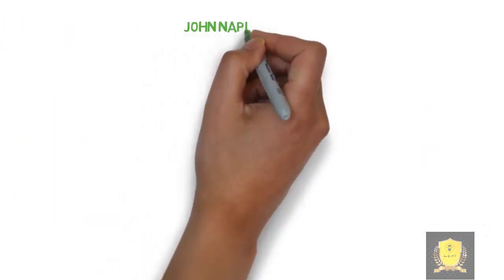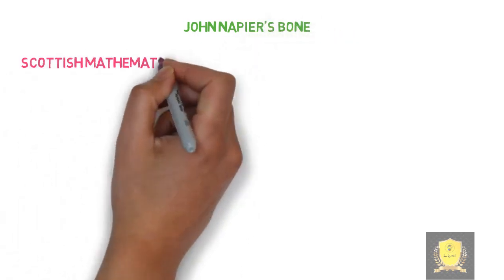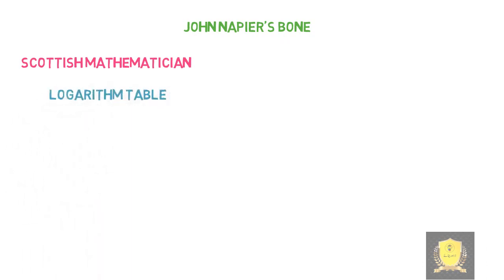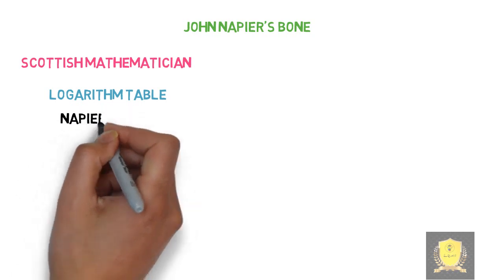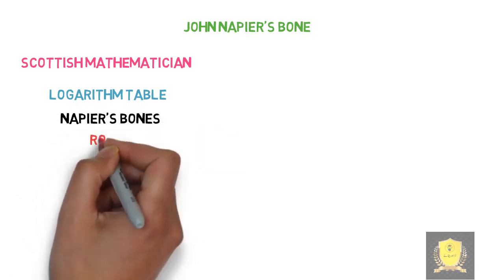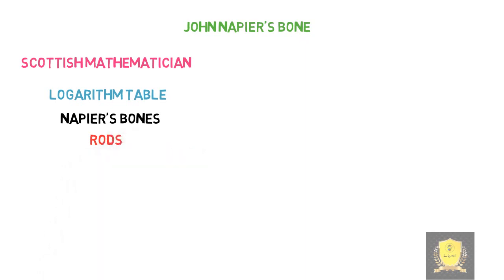John Napier's bones. John Napier was a Scottish mathematician. He created a logarithm table to facilitate calculations. He also created a device known as Napier's bones. The device used rods to perform arithmetic calculations.